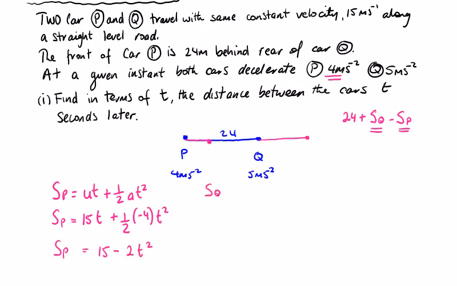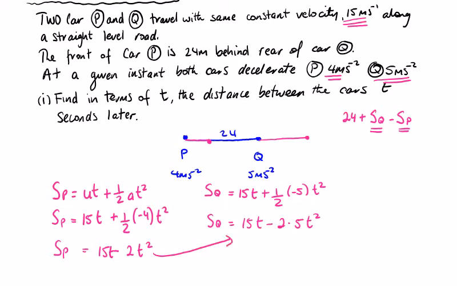For Q, we're going to have, again, 15 for U, minus 5 for A. So 15T plus a half times minus 5 times T squared. So the distance for Q is going to be 15T minus 2.5T squared. So I've left out a T here. If I bring this one over, we're going to take away P, S of Q minus S of P, so minus 15T, so minus S of P, and that's going to be plus 2T squared.